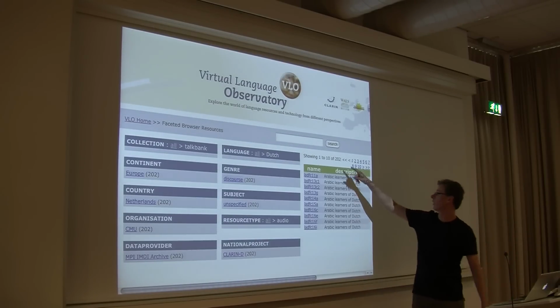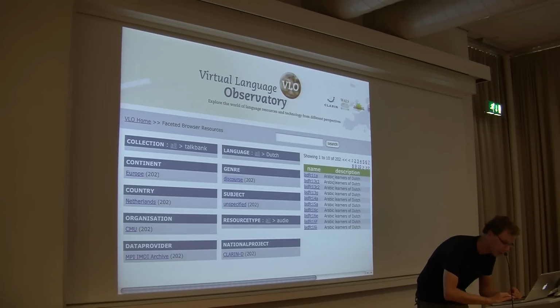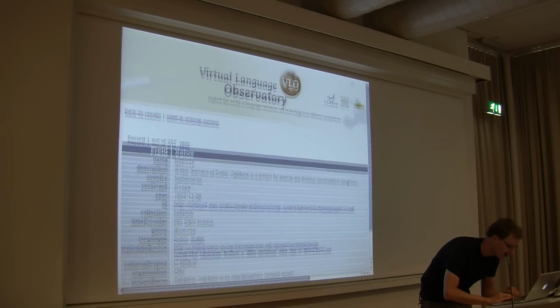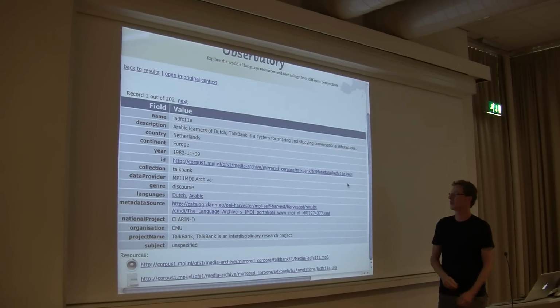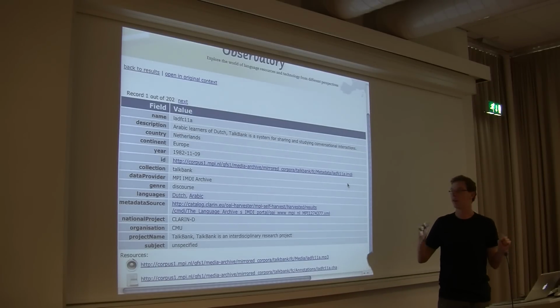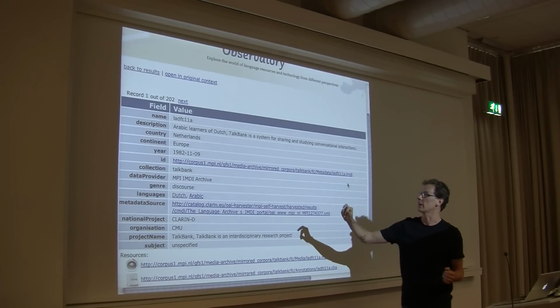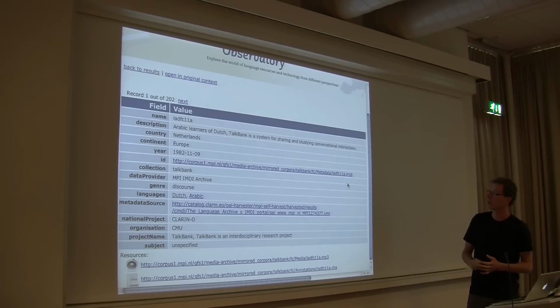And then we go back to 200 records. And then by clicking on one of these records, we will have a look at what exactly information there is available on this specific metadata record. So in here we see, let's say, the main metadata fields which are available for this specific record. And we see things like the name of this particular record, the description.